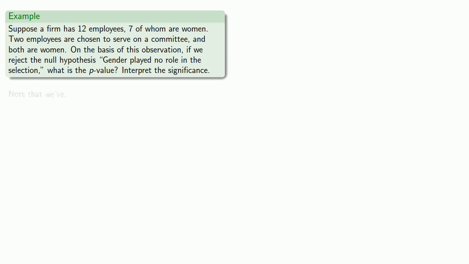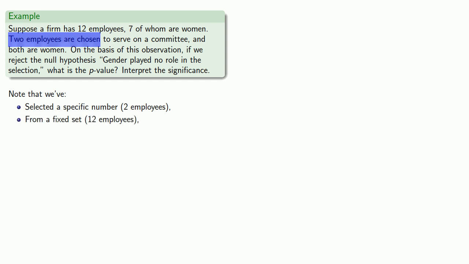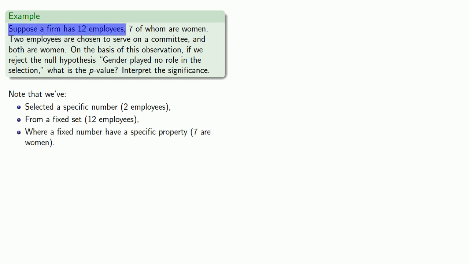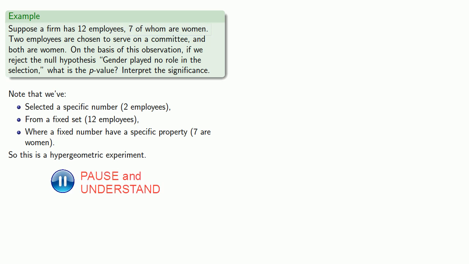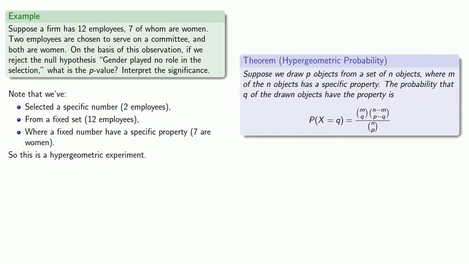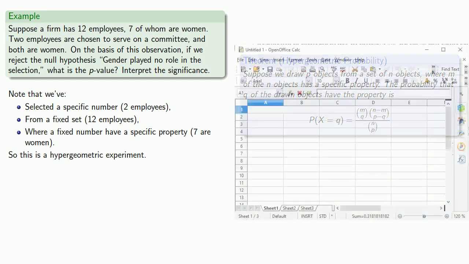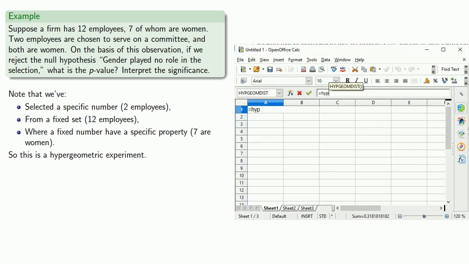So let's take a few notes. We've selected a specific number, 2 employees, from a fixed set, 12 employees, where a fixed number have a specific property, 7 are women. And so this is a hypergeometric experiment. And we can calculate the probabilities using a formula or our technological device. And again, since we do have to compute several probabilities, our technological device may be a better solution.